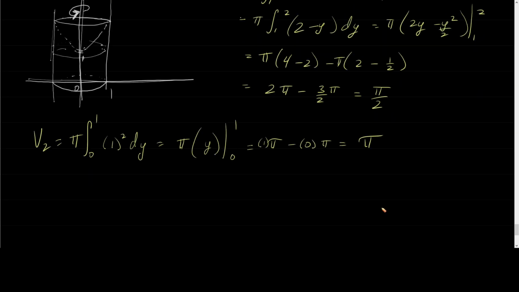And at that point, we know that our total volume was volume 1 plus volume 2, which is just pi over 2 plus pi, which is 3 pi over 2.